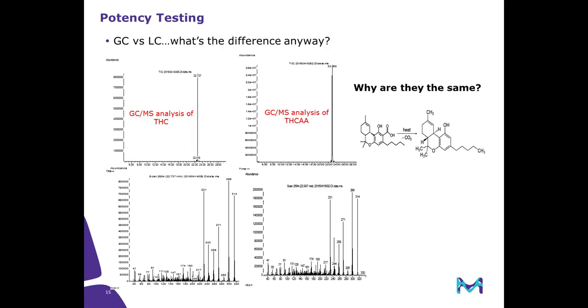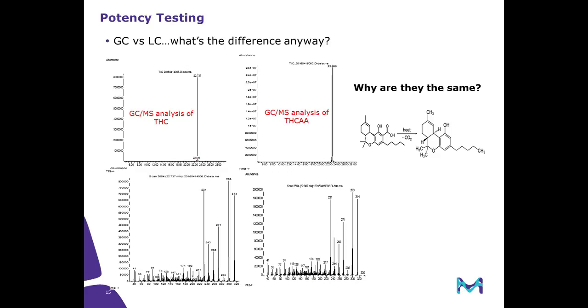Okay, so we used HPLC for our analysis, so why not GC? What's the difference anyway? Let's take a look at a GCMS analysis of THC. Nice peak, retention time of 22.7 minutes. And that's the mass spectra of it.